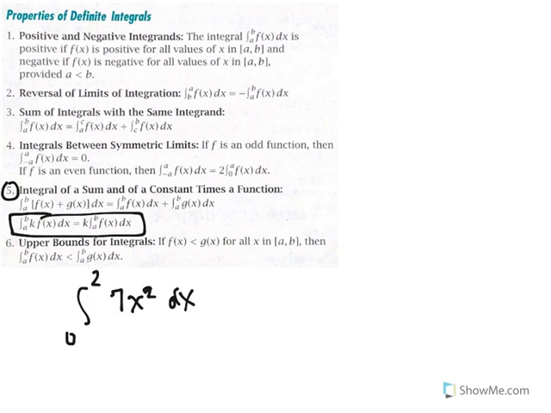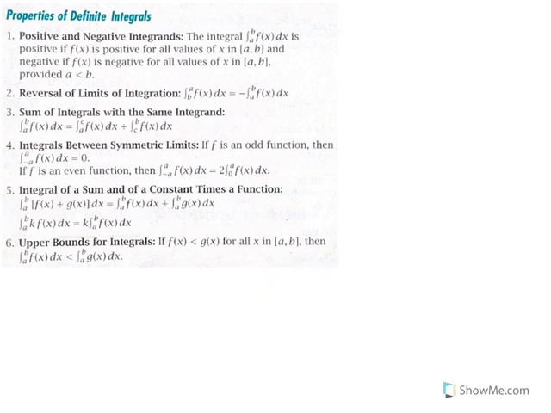You can see that the 7 is a constant, and what this property states is that you can factor out the constant from the definite integral and write this as 7 times the definite integral from 0 to 2 of x squared with respect to x. We will come back to the first property for number 5, but let's take a look at number 6 first. Upper bounds for integrals.